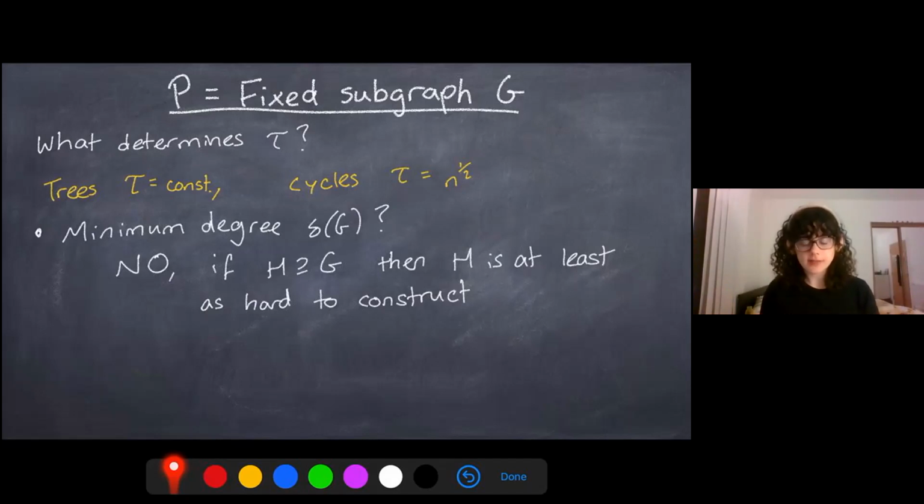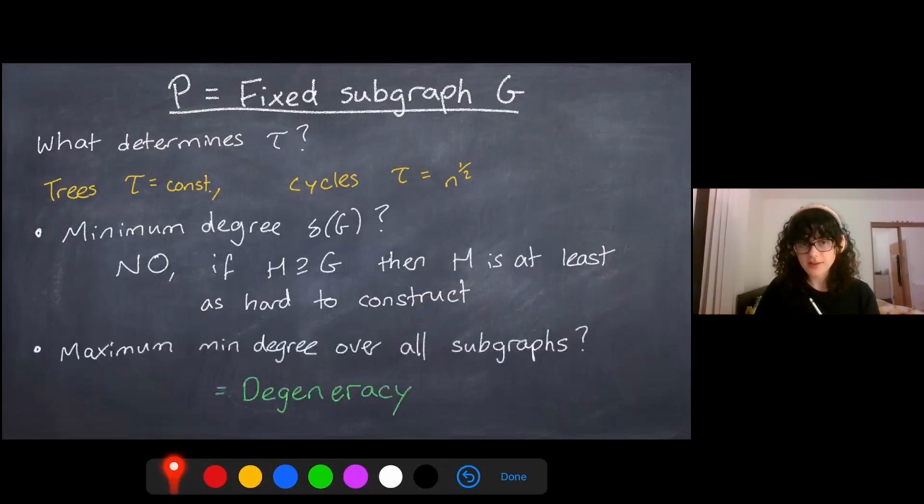So minimum degree might be your first guess, and I've given the game away. Minimum degree is not the answer, for the simple reason that if you want to make this, it must be at least as hard as making this, right? So this has minimum degree 1, but it must have a threshold at least as bad as root n, because it's at least as hard to make as this. So rather than minimum degree, we're going to want something like the maximum minimum degree over all subgraphs, which has a name. That's just the degeneracy.